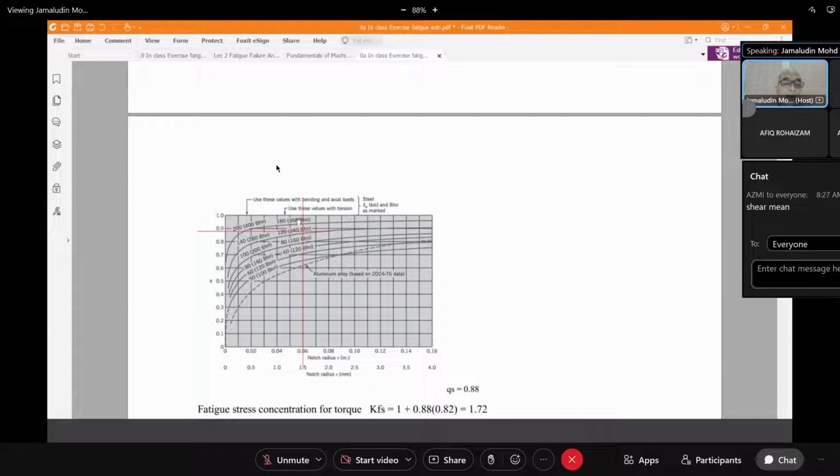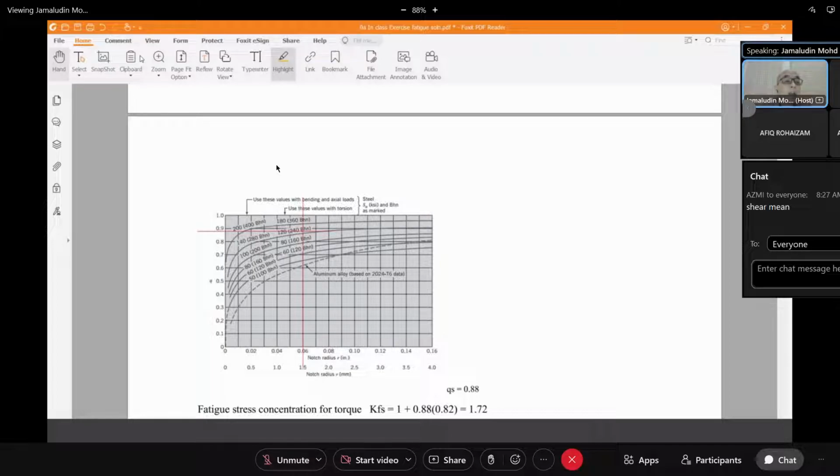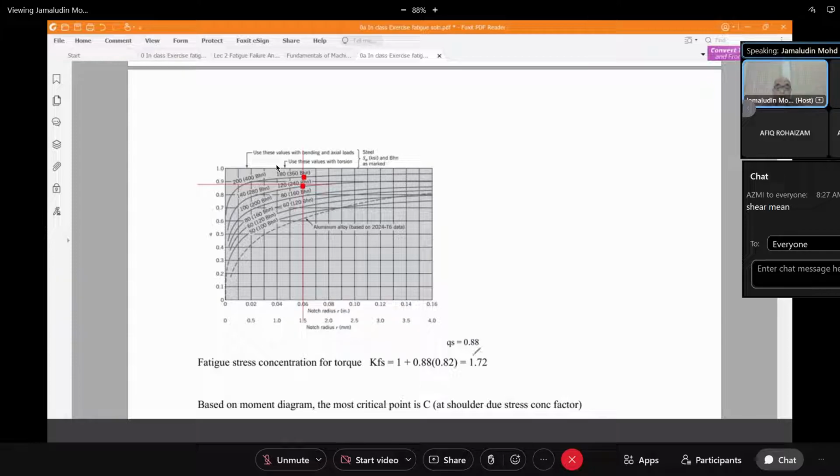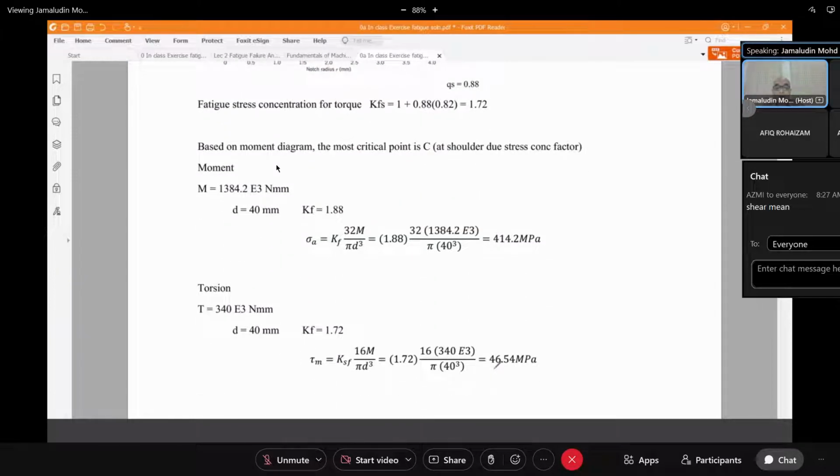All right, 120 to 180. Roughly, I interpolate again for the result. This is 120, and this is 180. In between will be 150. That means we are at 140, roughly a bit in between. Halfway, we got 0.88. That will be QS. Then we get 1.72. Okay, then we got this value. All right, the shear alternating will be 32 moment. We insert the value, we got 414.2 megapascal.